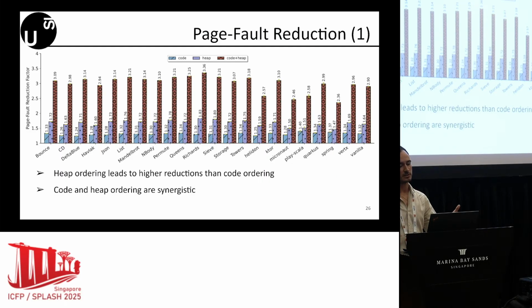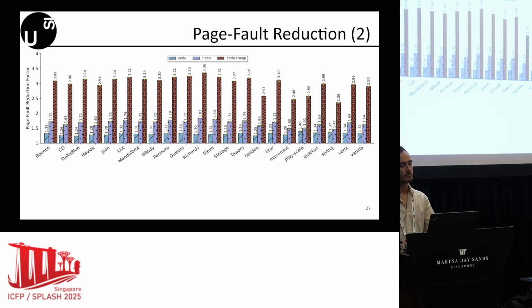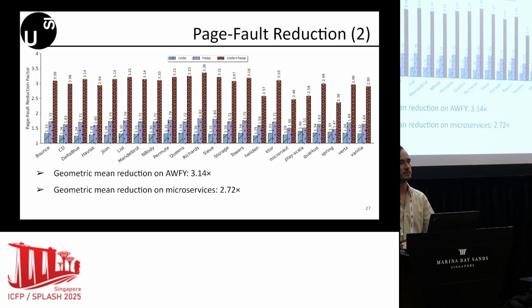Code and heap are not independent, but the heap is laid out based on the code, as also the accesses on the heap depend on the ordering of the code. And the heap also represents some metadata related to the code. So there is an interconnection here. We can see that we have a geometric mean reduction of 3.14 for RWFastYet, 2.72 for microservices, and 2.98 in total.